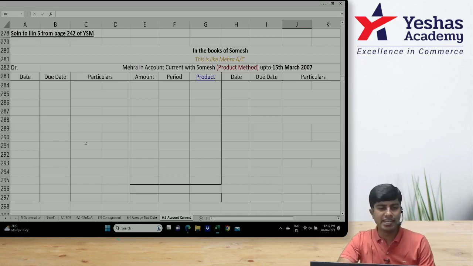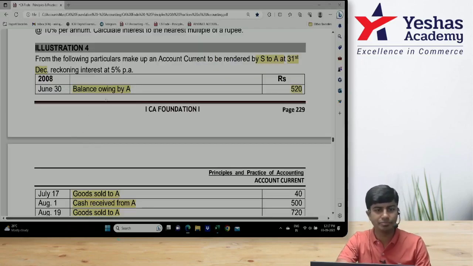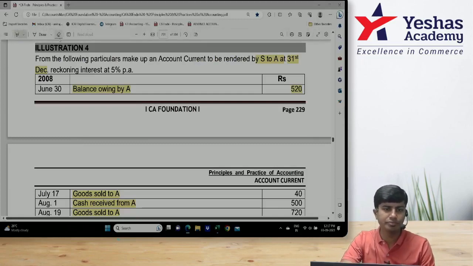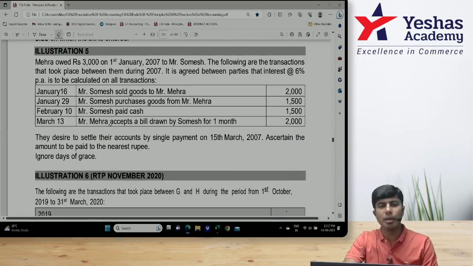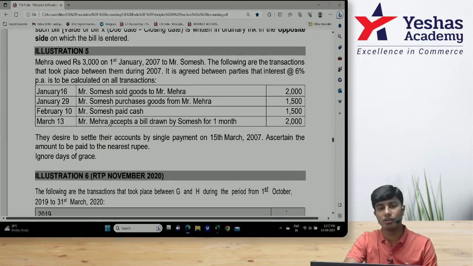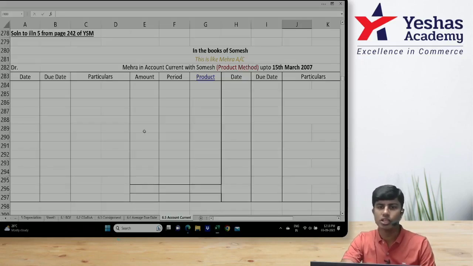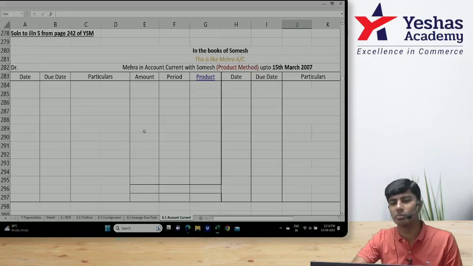Come on, silence. Now tell me, what is the transaction? Fifth one. Mehra owed rupees 3,000 on 1st January to Somesh. Don't worry about all of that. First understand what it is that we want. Who is preparing and sending it to whom. They decided to settle it by one single payment. They have not told us anything, so let's prepare in the books of Somesh the Mehra account.